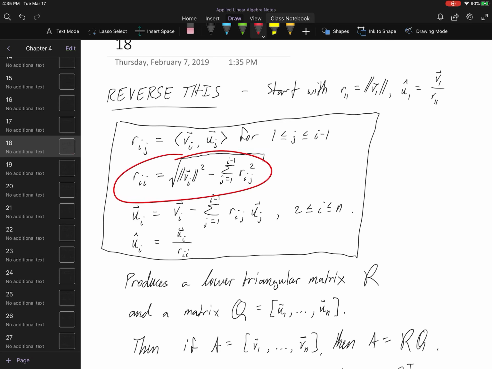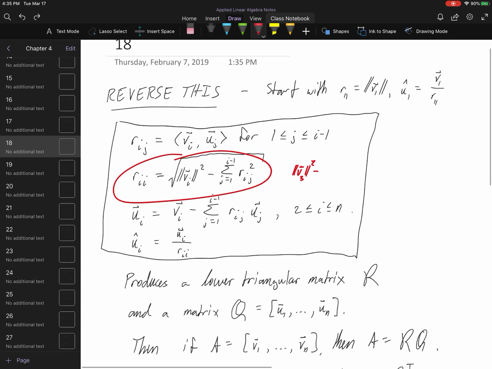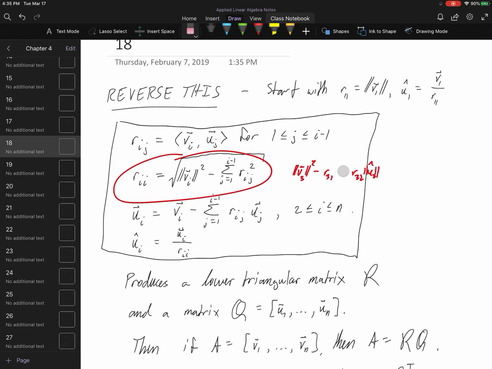R matrix, which, as it turns out, we can follow the box, right? We can figure out what is this guy. In this case, it'll be V3 squared minus, I'll write it as a sum, R31 U1 hat minus R32 U2 hat. And those lengths technically should all be squared here, right?